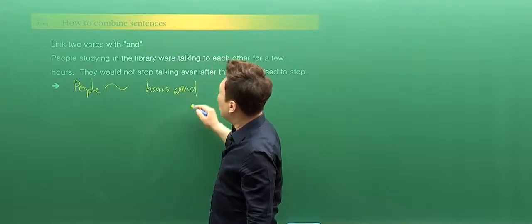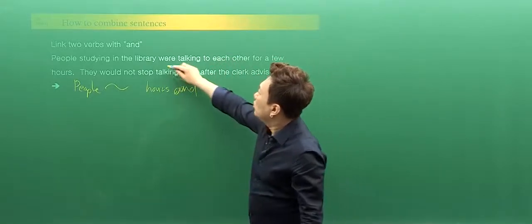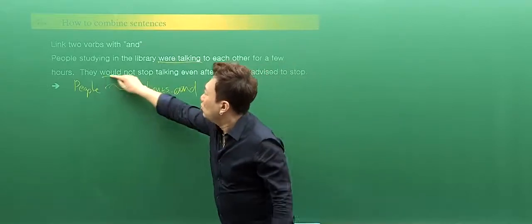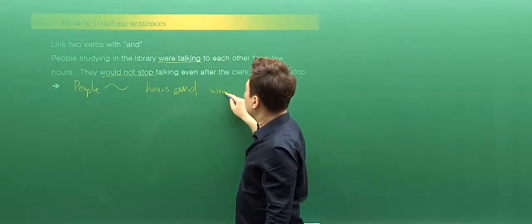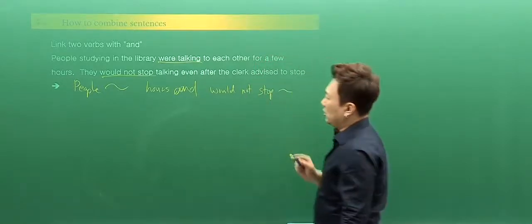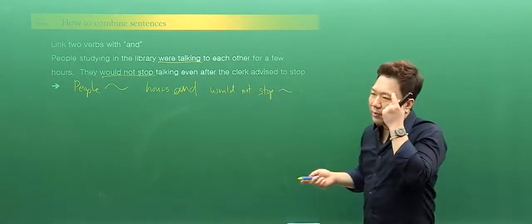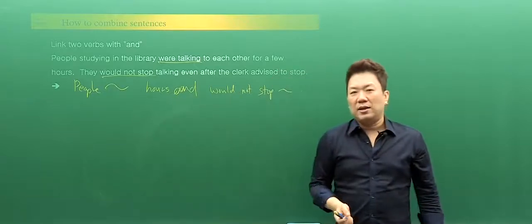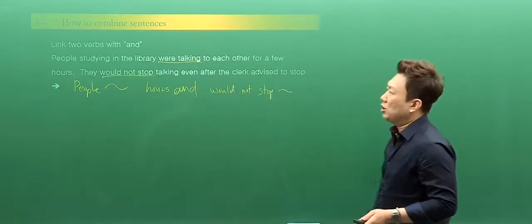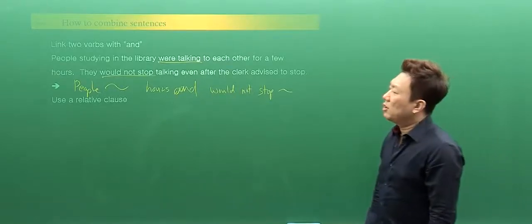And what? Because we have two verbs, right? We're talking and would not stop talking. So you simply combine two verbs and eliminate the sentence completion, right? Good. Let's look at the relative clause.